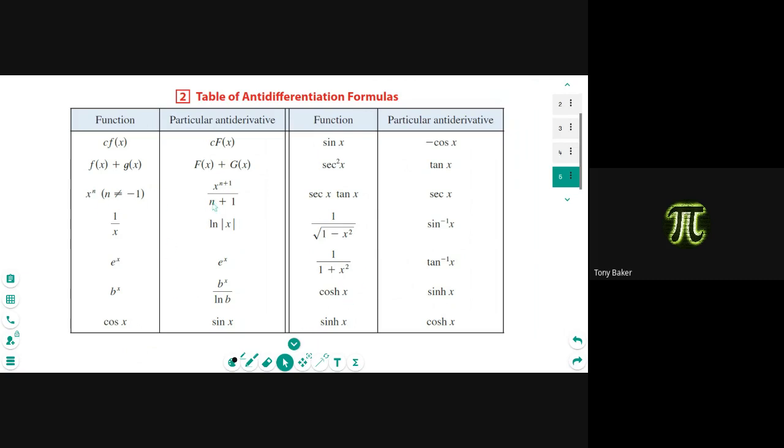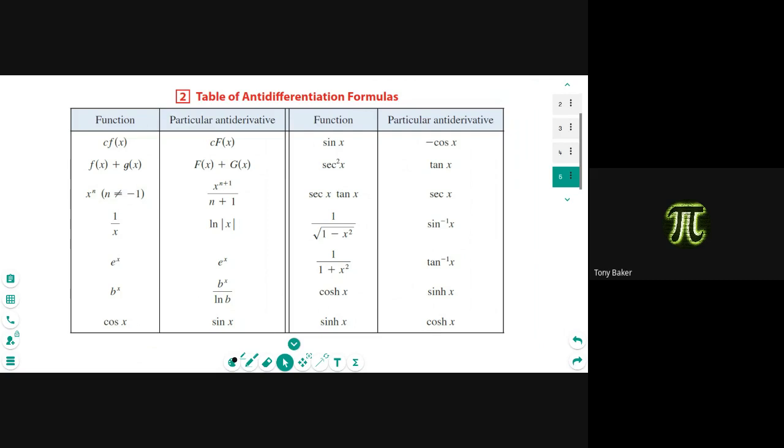This one right here, that's that power rule that I was just talking about. The only one that doesn't work is when n is -1. That's that 1 over x. That one doesn't work. It is ln of x. E to the x is e to the x, as you actually remembered. B to the x is b to the x over ln of b. So going back, we would divide by the ln of b.